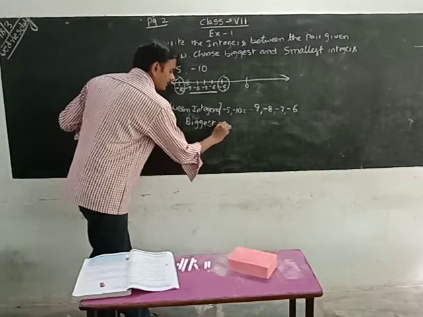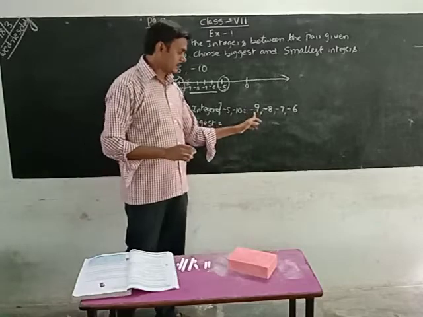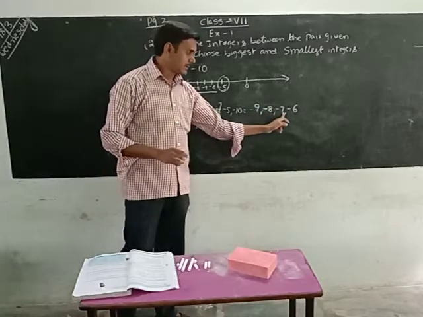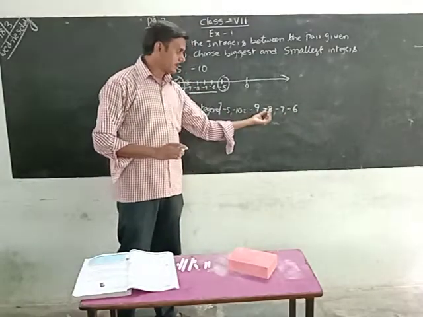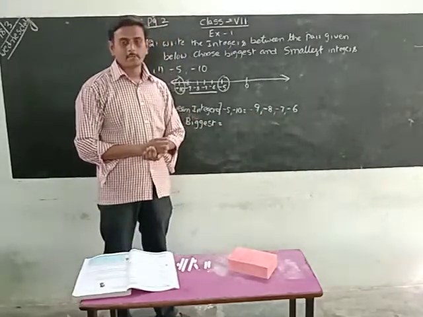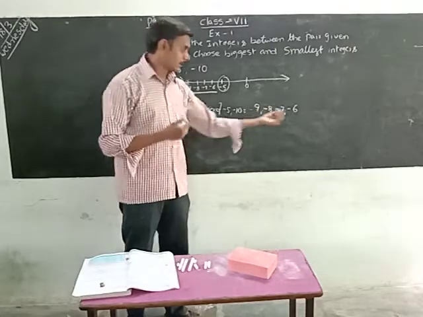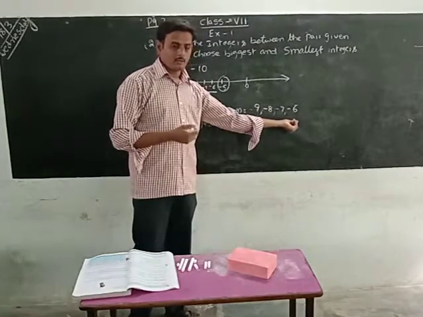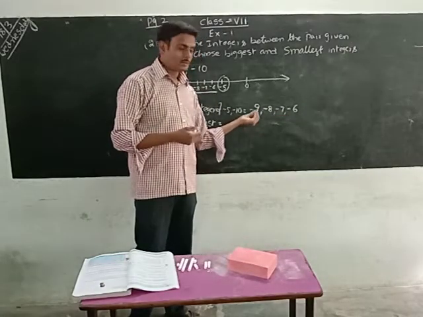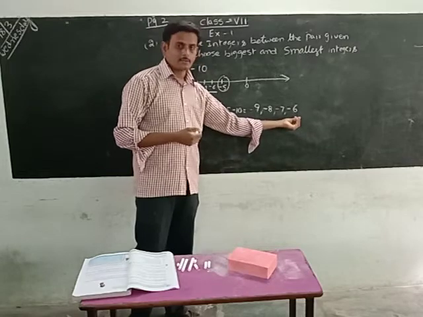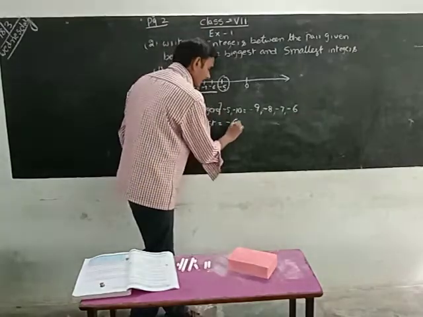Biggest means which is here we have -9, -8, -7, -6. Biggest means which number lies first on the number line. In these numbers, which one can we write first? First we can write -6 only. Later only we can write the remaining numbers. So which number can we write first? -6. So -6 is the biggest.